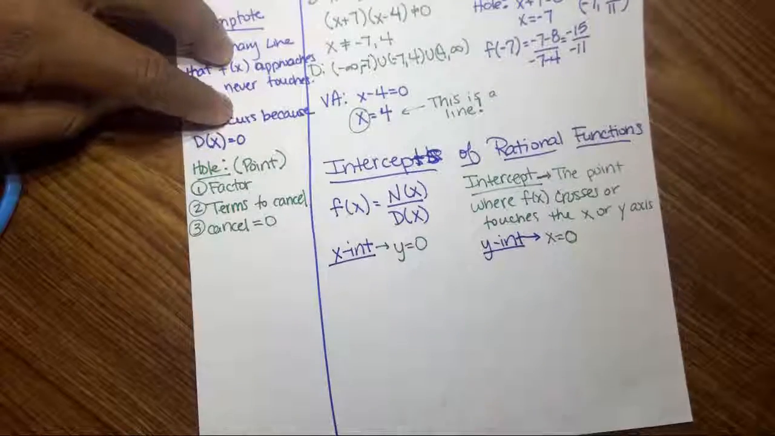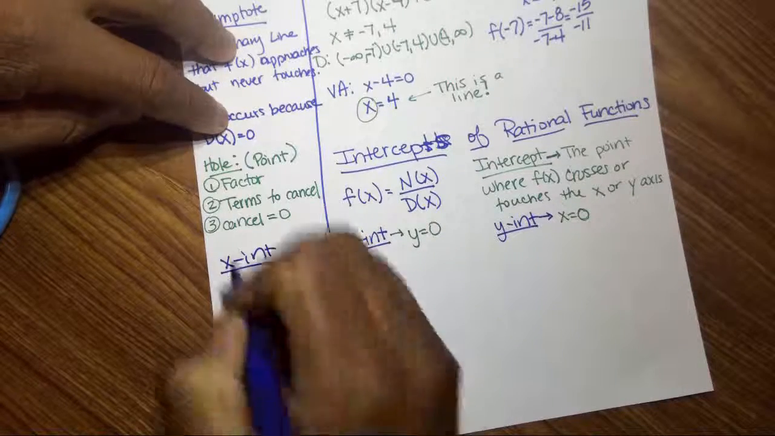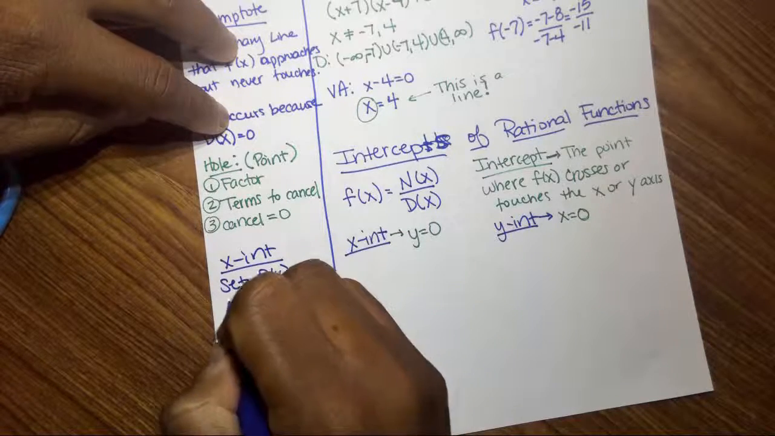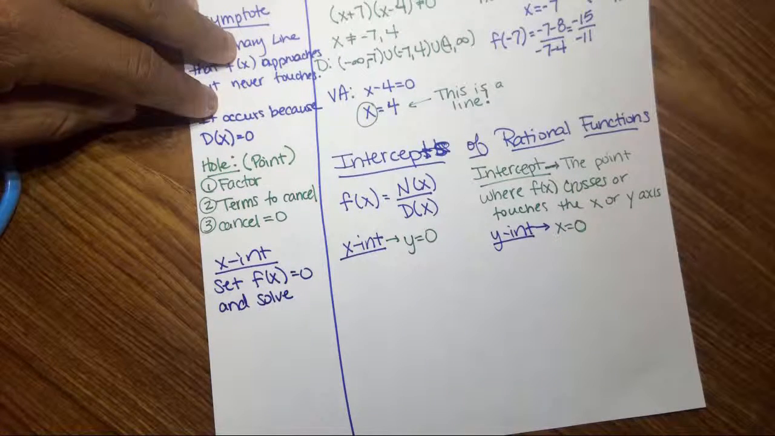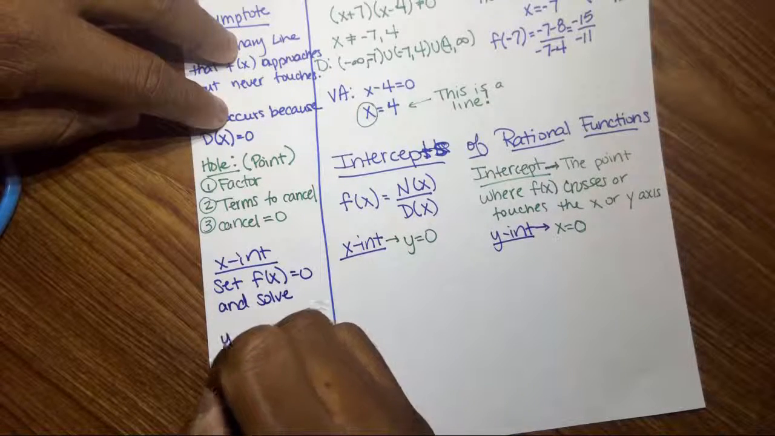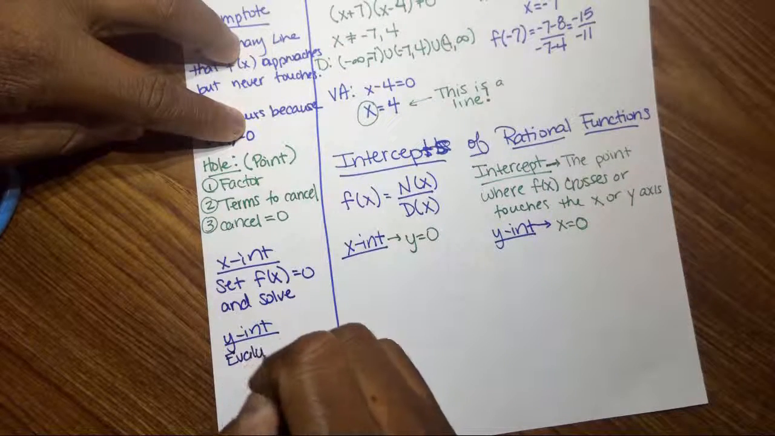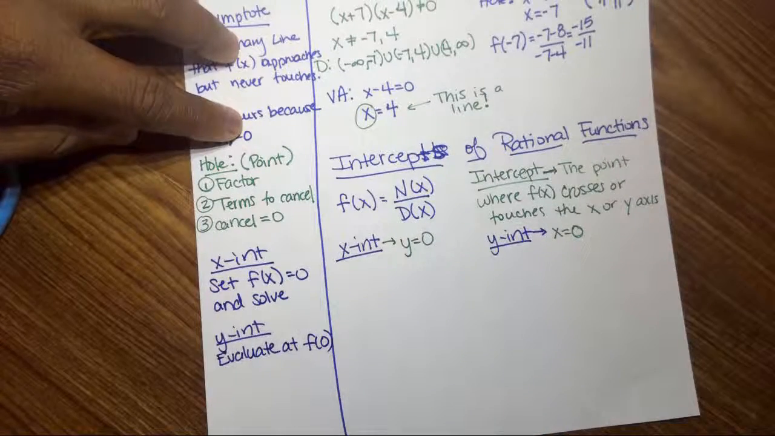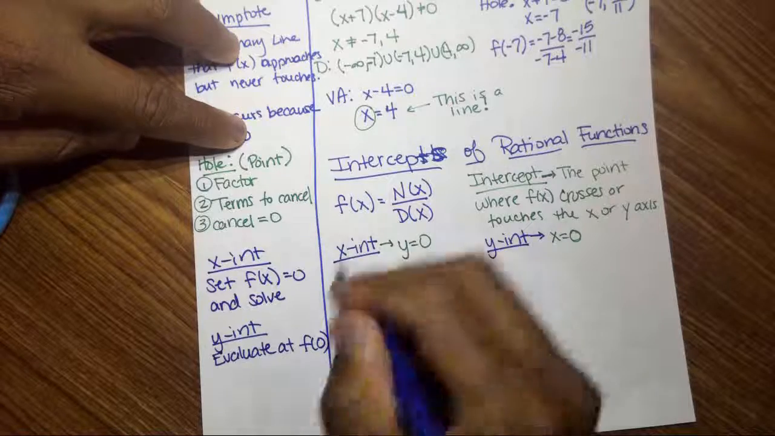To find the x-intercept, it's very simple. All you're going to do is set f of x, set the function equal to 0. That's all. To find the x-intercept, set f of x equal to 0 and solve. And then to find the y-intercept, you're going to evaluate the function at f of 0. What does f of 0 mean? The x is all equal what number? 0. So here's an example.